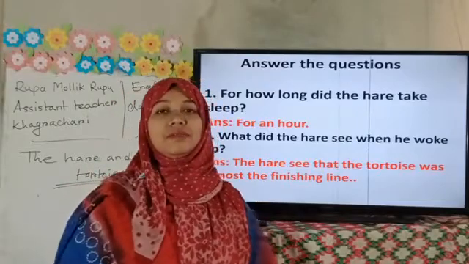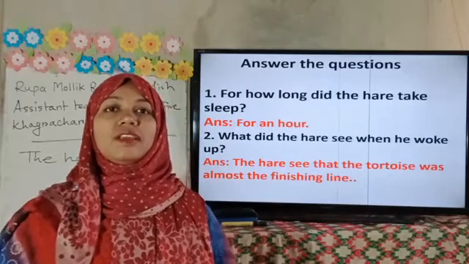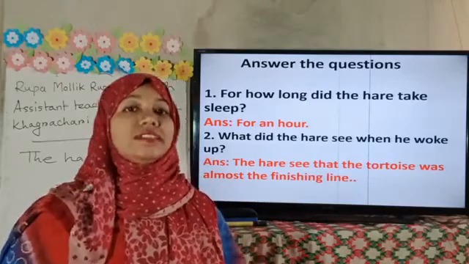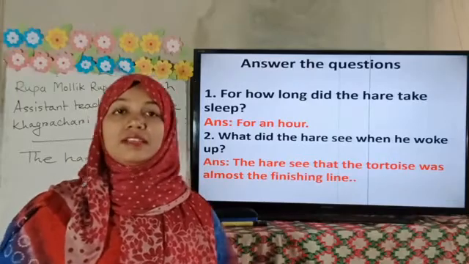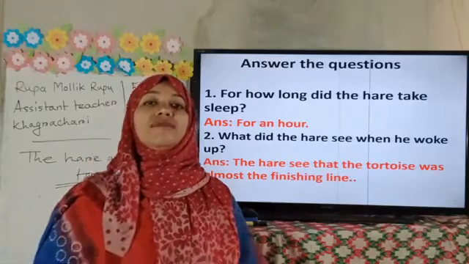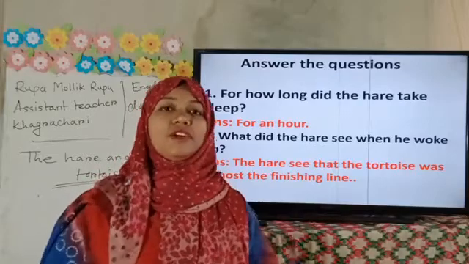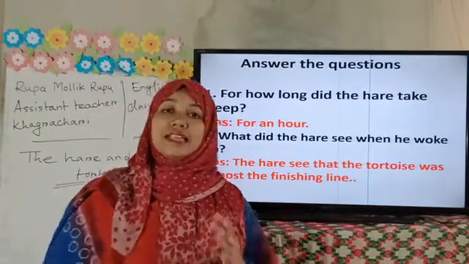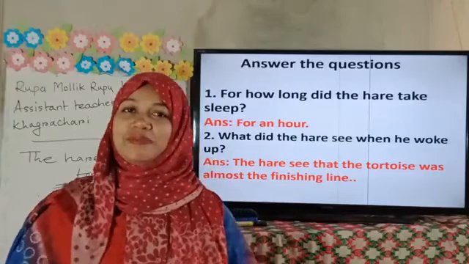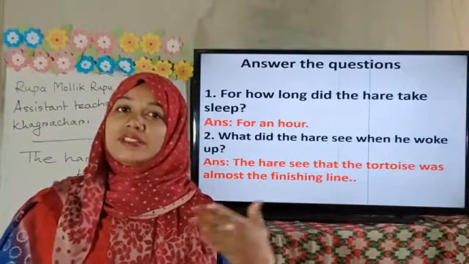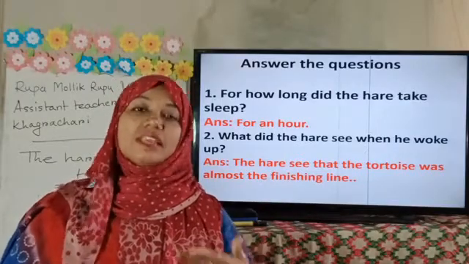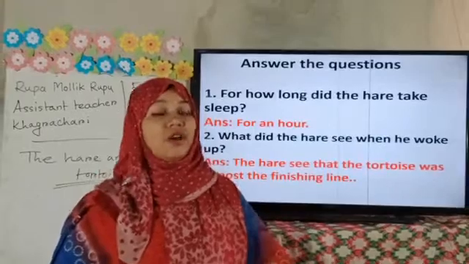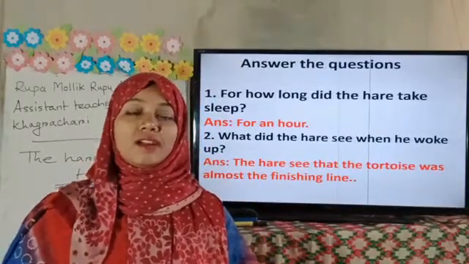Now, dear students, what have you learned from this story? We know that the hare and the tortoise started a race, and the hare started to run quickly. And after some time, when he was very far from the tortoise, he wanted to take a sleep. And he slept under a big tree, but he slept for an hour. In this time, the tortoise was walking slowly, and he passed the sleeping hare, and was almost going to the finishing line.